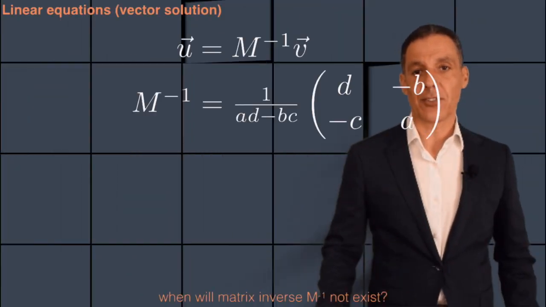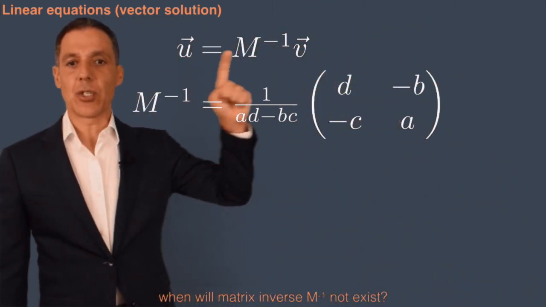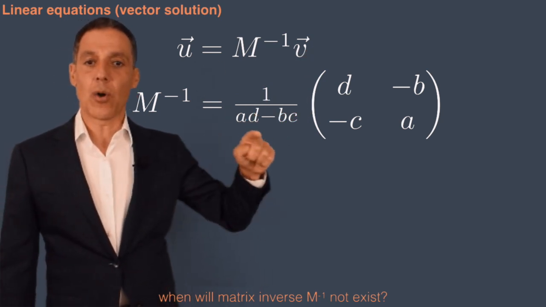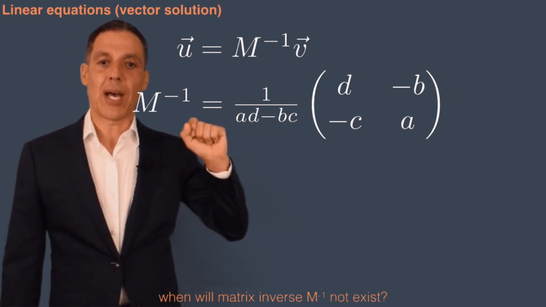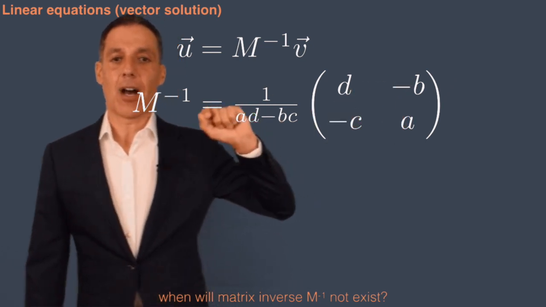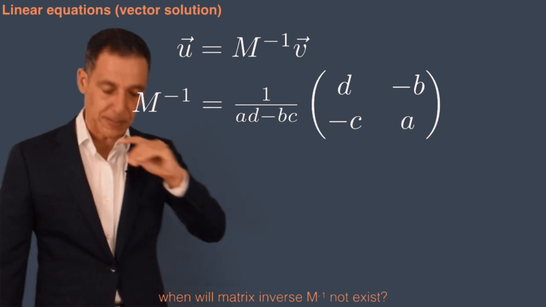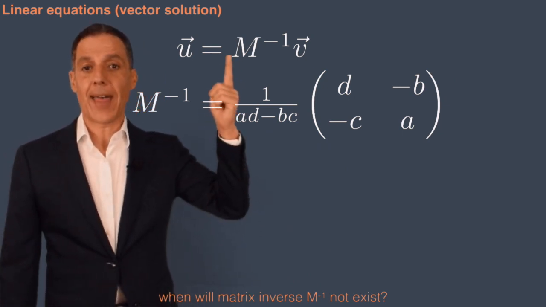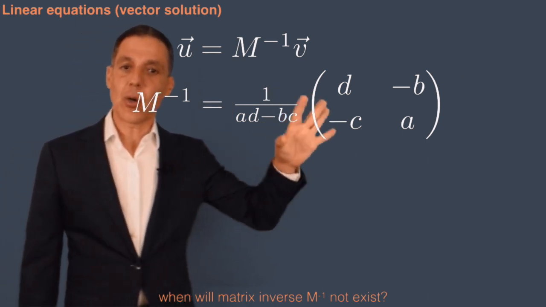Now, the question you, of course, should be asking, here's my solution, u equals M inverse times v. Let me write out the matrix inverse, 1 over the determinant. So again, it's the product of the diagonal minus the product of the off-diagonal. I switch the diagonal elements, and I negate the off-diagonal elements of the original matrix, and this is my 2 by 2 matrix inverse. Now, the question we want to ask ourselves is, when will that exist? Will it always exist? Is it unique?